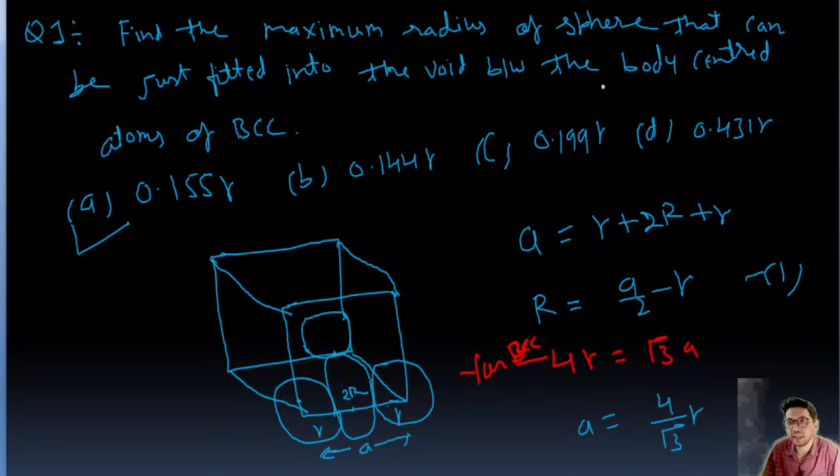Okay, in a similar way, this question can be asked like, find the maximum radius of sphere that can be just fitted into the void between the simple cubic atoms of simple cubic structure, or the void between the face centered atoms of FCC crystal, right? So I'll solve for those two as well. The maximum radius of sphere that can be fitted into the void of face centered atoms of FCC. I'm solving this for you as well.